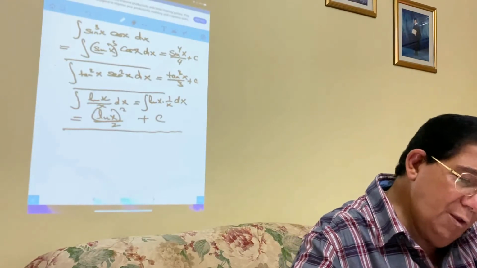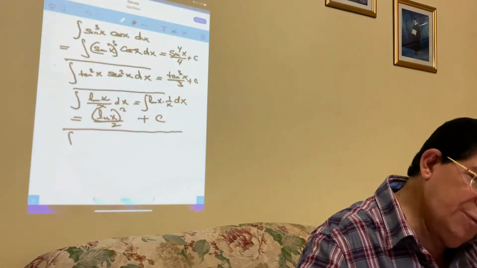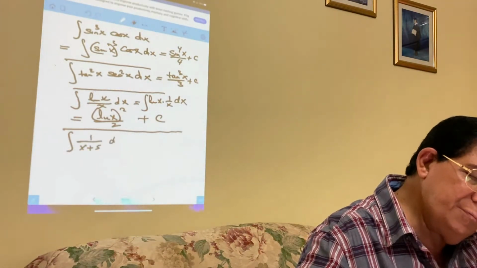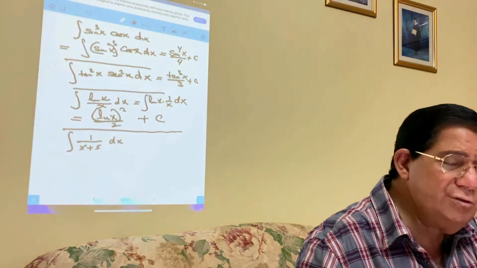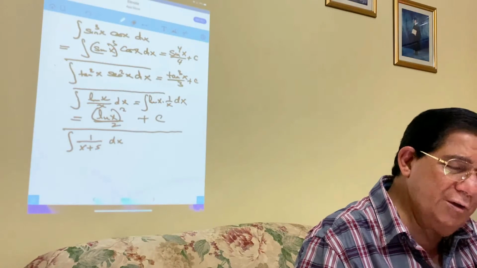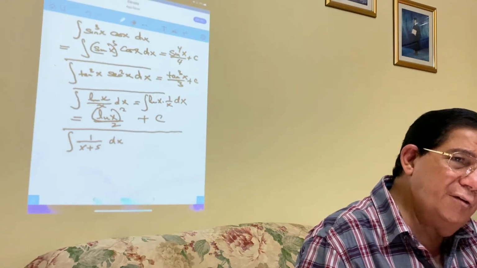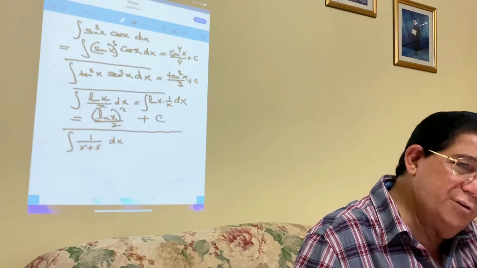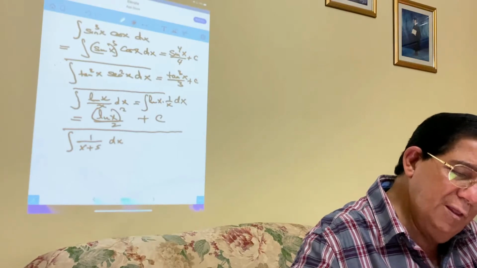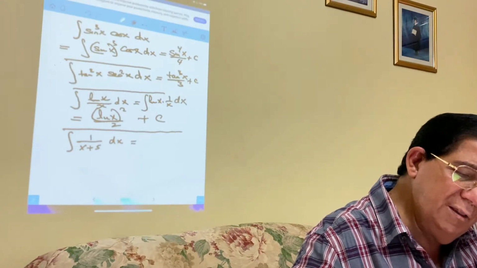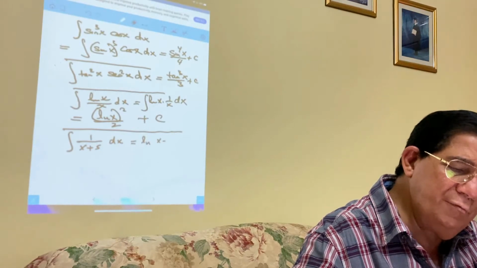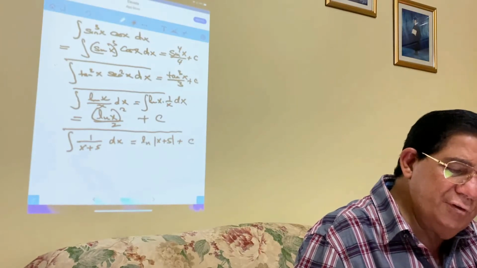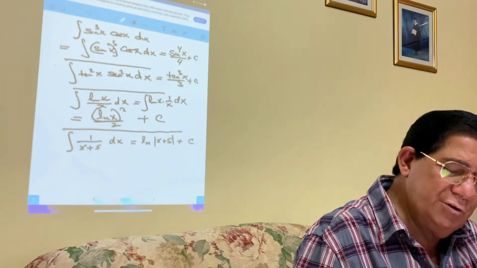Now, what is the integration of 1 over x plus 5 dx? Now, this is the third special rule which says that whenever you have a quotient and the numerator is the differentiation of the denominator, the answer is ln the denominator, ln modulus of x plus 5, plus c, straight away. If this is the differentiation of this, then it is ln this.